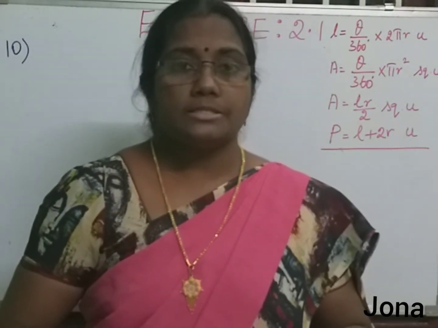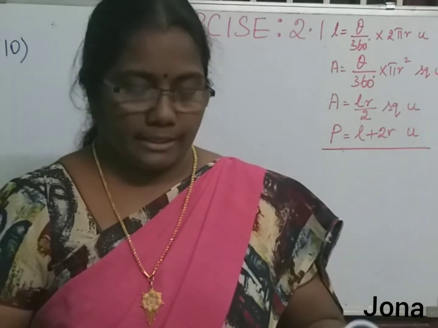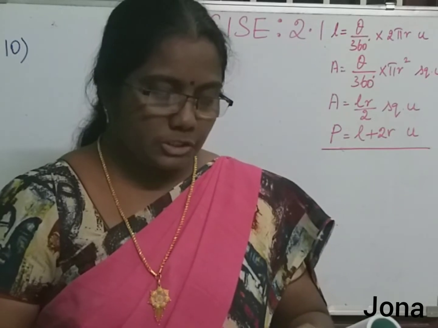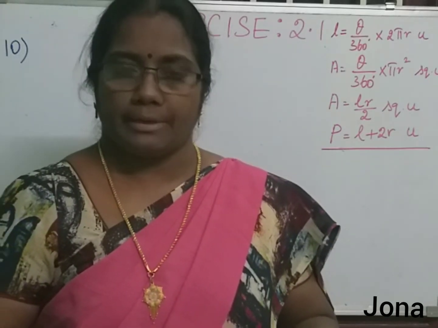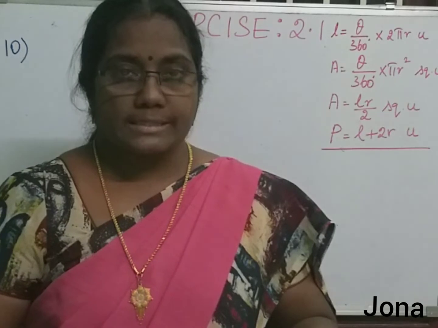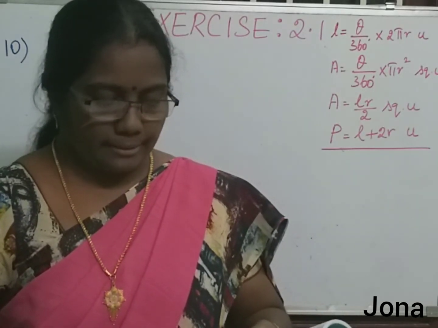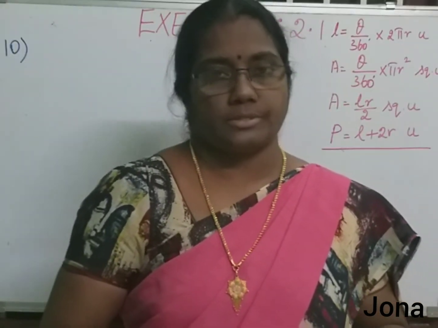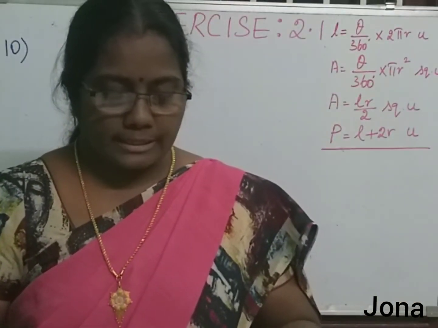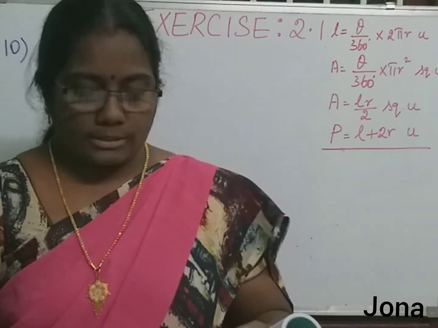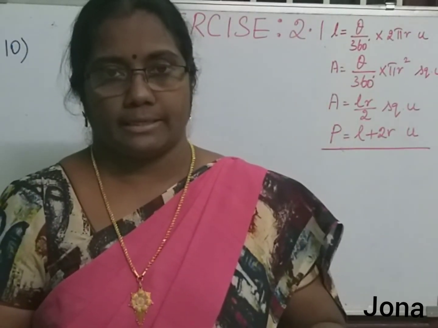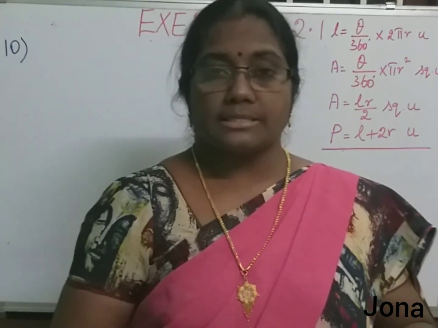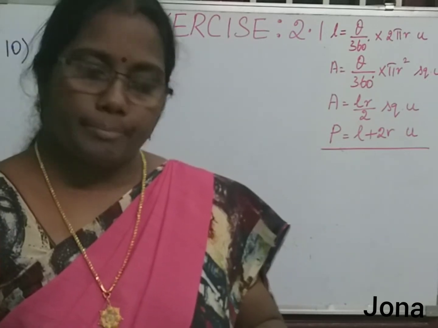Okay. 10th problem. A circle is formed with 8 equal granite stones as shown in the figure, each of radius 56 centimeter and whose central angle is 45 degree. Find the area of each of the granite stones. How many granite stones are there? 8. What is the central angle? 45 degree. And how much the radius? 56 centimeter. Let us write what are the data given in the problem.